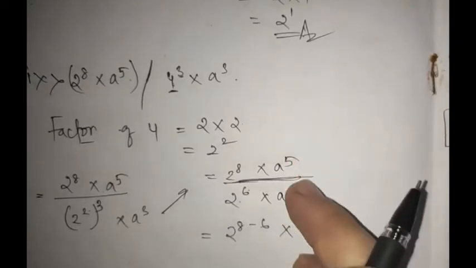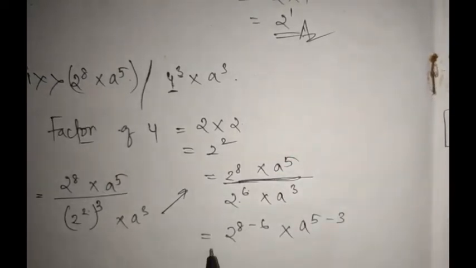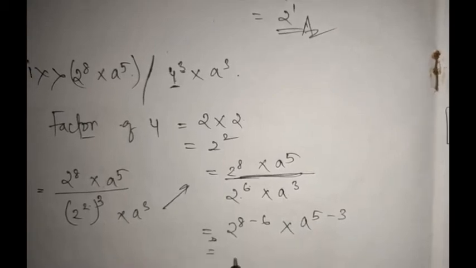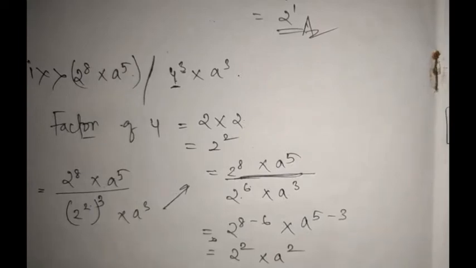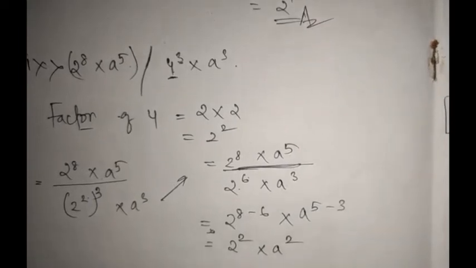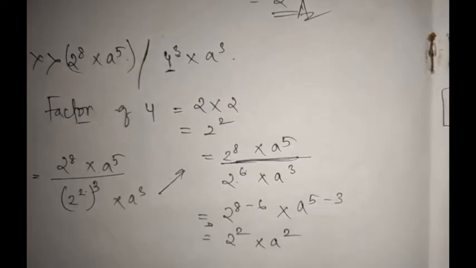So when you have the same base and the division sign is there, then I can write like this. What I can do here is 2 to the power 8 minus 6, which is 2 square, into a to the power 5 minus 3, which is also 2, isn't it? So now, what should I do here?